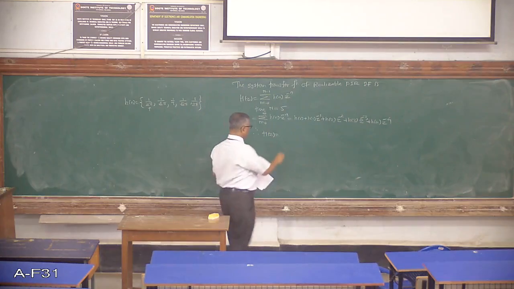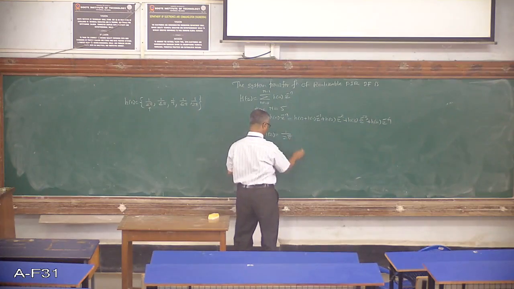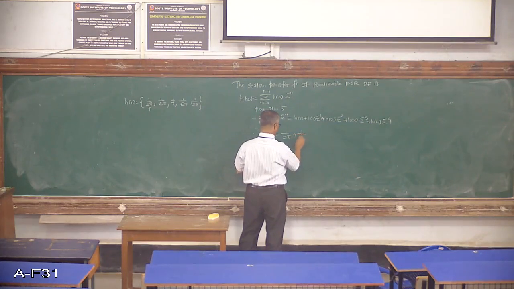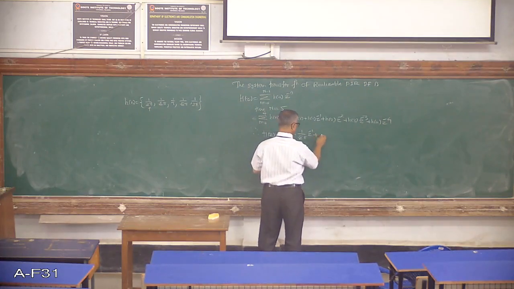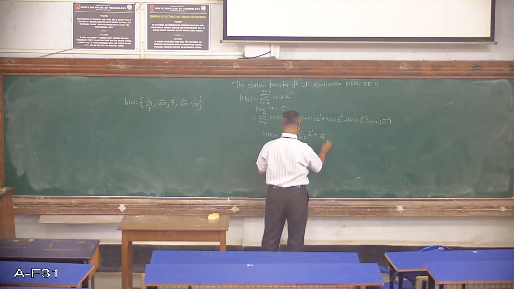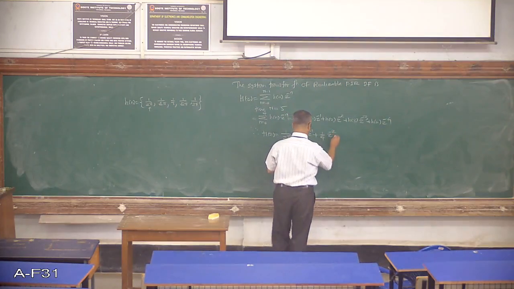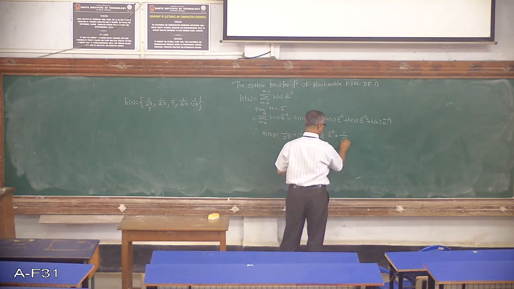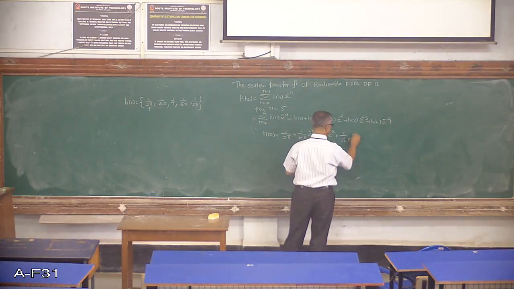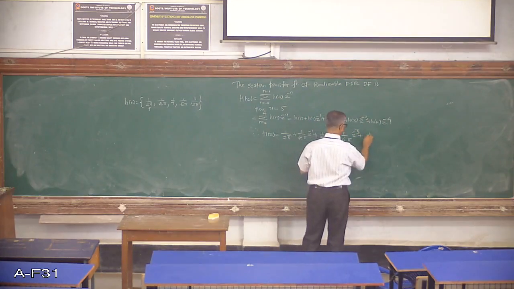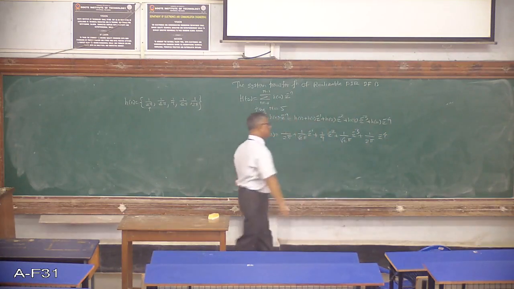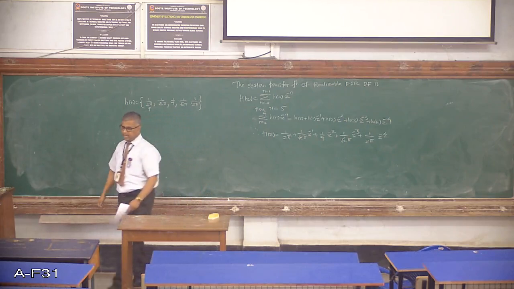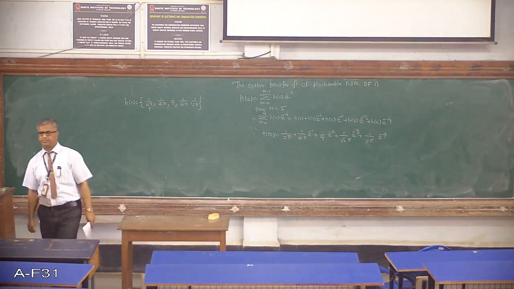Therefore H of Z becomes, this is the answer, 1 upon 2 pi, then 1 upon root 2 pi Z inverse, then 1 upon 4 Z raised to minus 2 plus 1 upon root 2 pi Z raised to minus 3 plus 1 upon 2 pi Z raised to minus 4. This is the system transfer function of the realizable FIR digital filter.